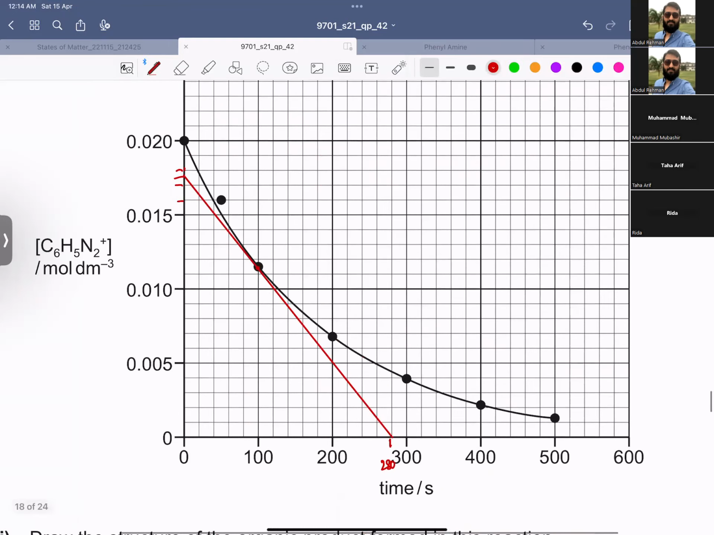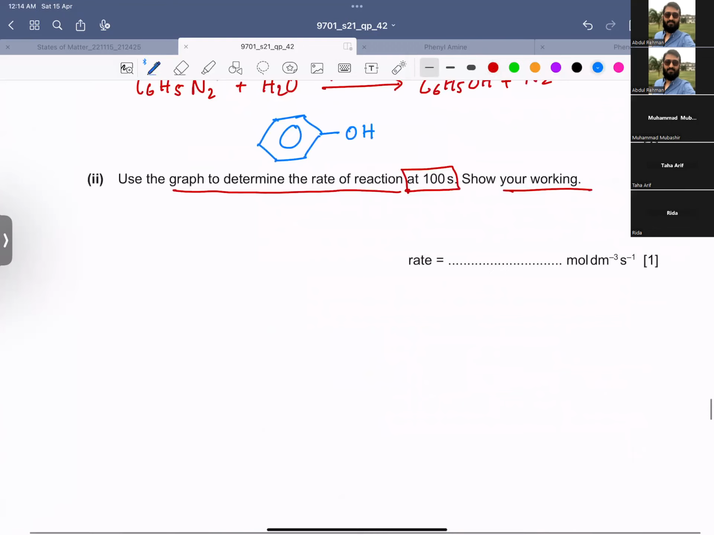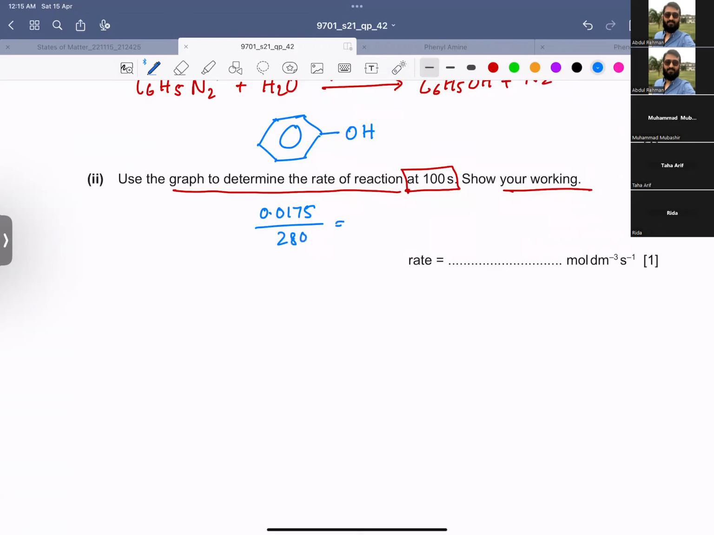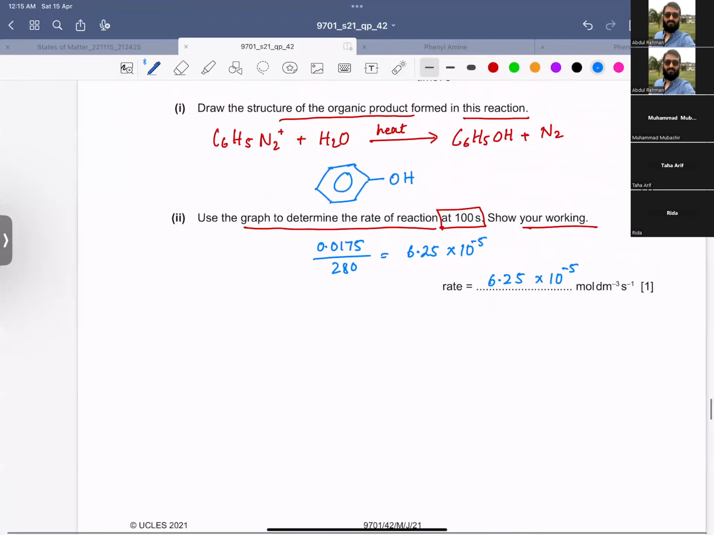So 0.25 exponent minus 4. One minute. 0.0175 divided by 280. Yes. 6.25 exponent minus 5. Okay. Is this clear to everyone?